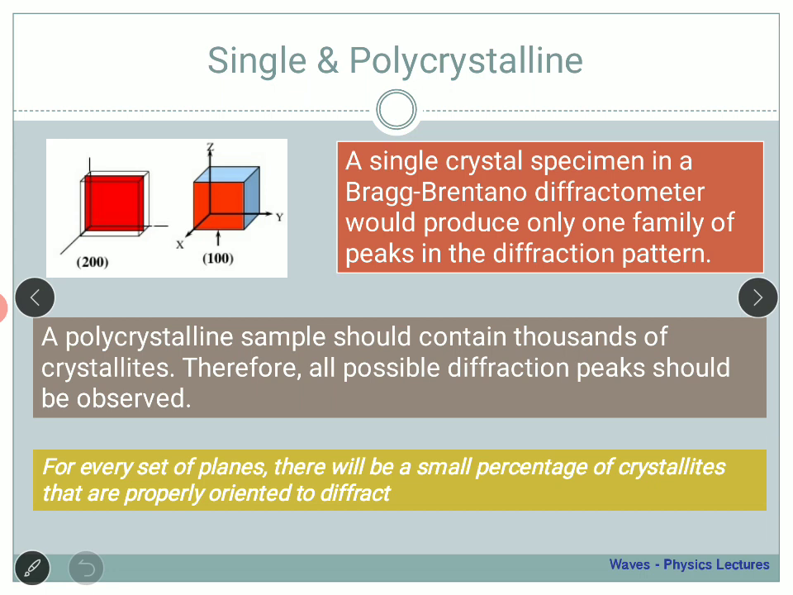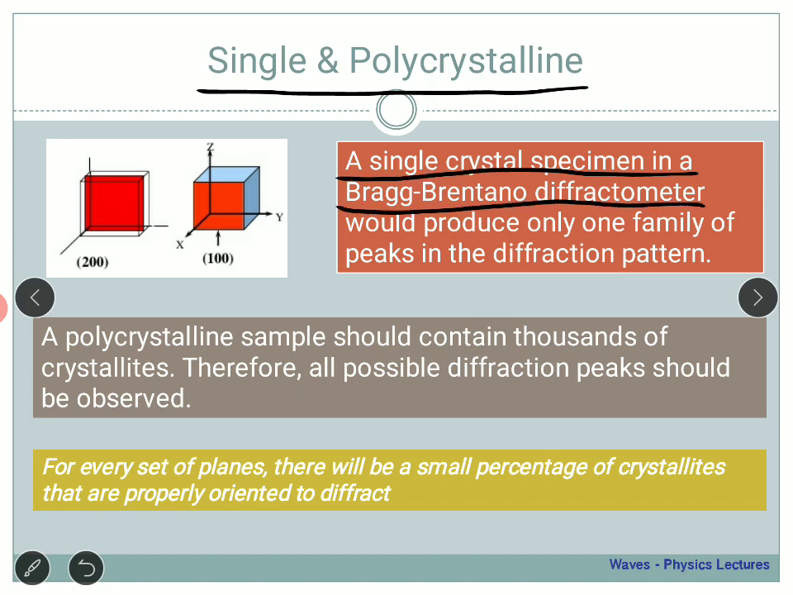So we have a number of materials that we can analyze using X-ray. We have got single and polycrystalline material. I think we have already discussed single and polycrystalline materials before, but in general, if you consider a single crystal specimen, that means we have got only one set of planes possible, okay. So if you consider a single crystal specimen in a Bragg-Brentano diffractometer, it will produce only one family of peaks in the diffraction pattern. Now I hope all of you remember how to actually find out the Miller indices which will represent the plane.